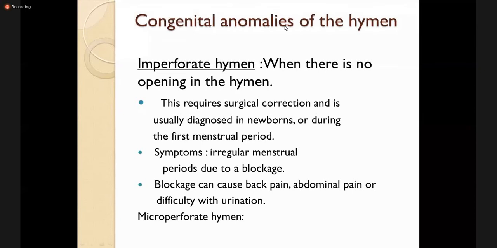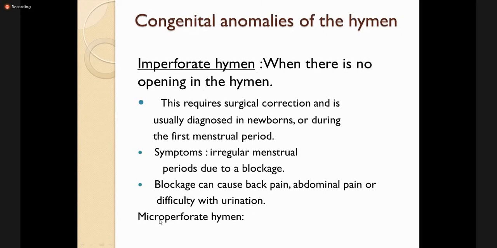Now coming to congenital anomalies of the hymen. Imperforate hymen, which I already described earlier, is when there is no opening in the hymen. This requires surgical correction and is usually diagnosed in newborns or near puberty, at the expected time of the first menstrual period. If that doesn't occur, the signs and symptoms will be primary amenorrhea, or irregular menstrual periods due to blockage. This blockage, if severe, can cause backache and abdominal pain, and if distended, can put pressure on the urinary tract, and there will be difficulty with urination.